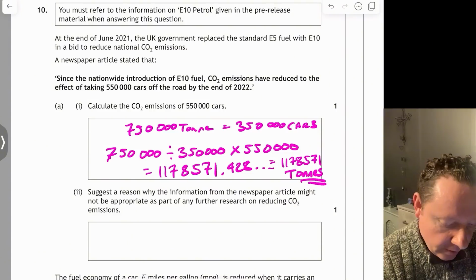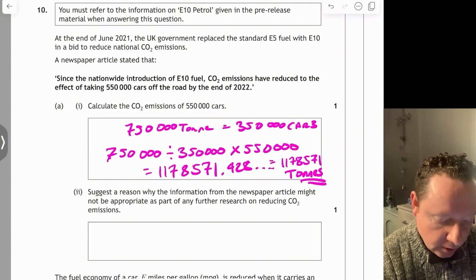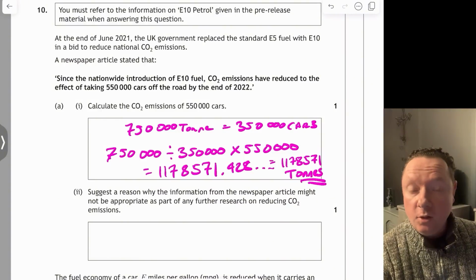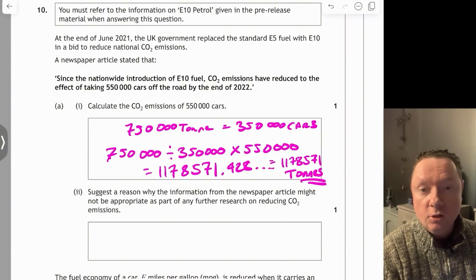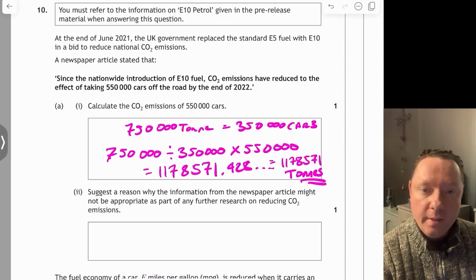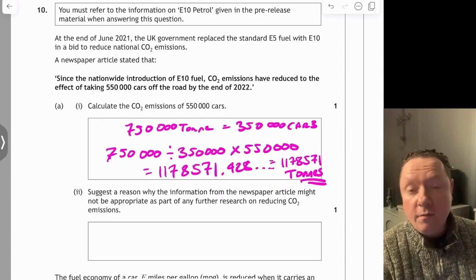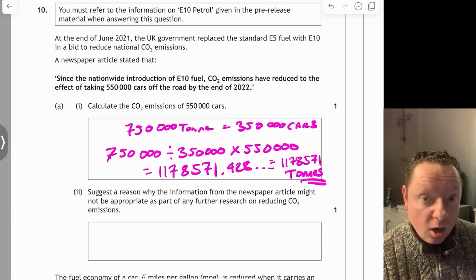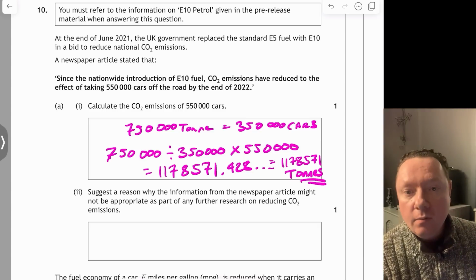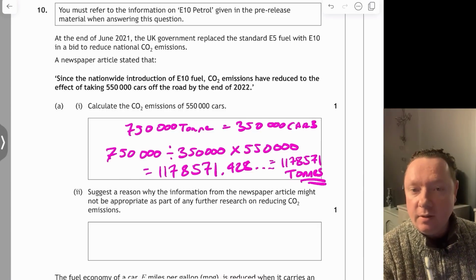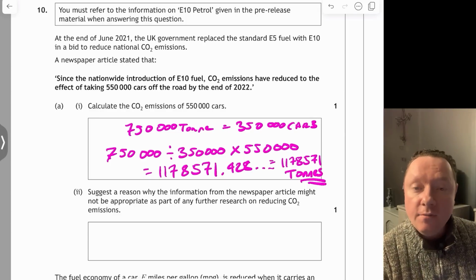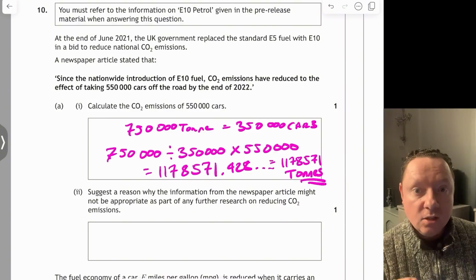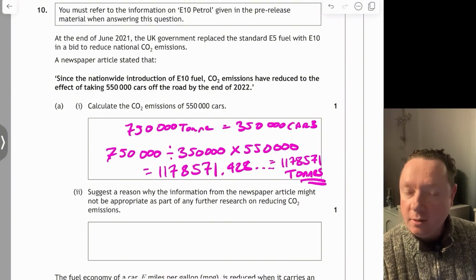Suggest a reason why the information from a newspaper article might not be appropriate as part of further research on reducing CO2 emissions. A number of things here. You can say that the newspaper article might be biased. You can say the information in the article might not be accurate. You can say other factors affect CO2 emissions, like fuel might change or cars might change. There's lots of things. But the thing you can't say, and this is very, very clear, is that the information in a newspaper article is not accurate. You can say it might not be accurate, but you can't say it's not accurate.